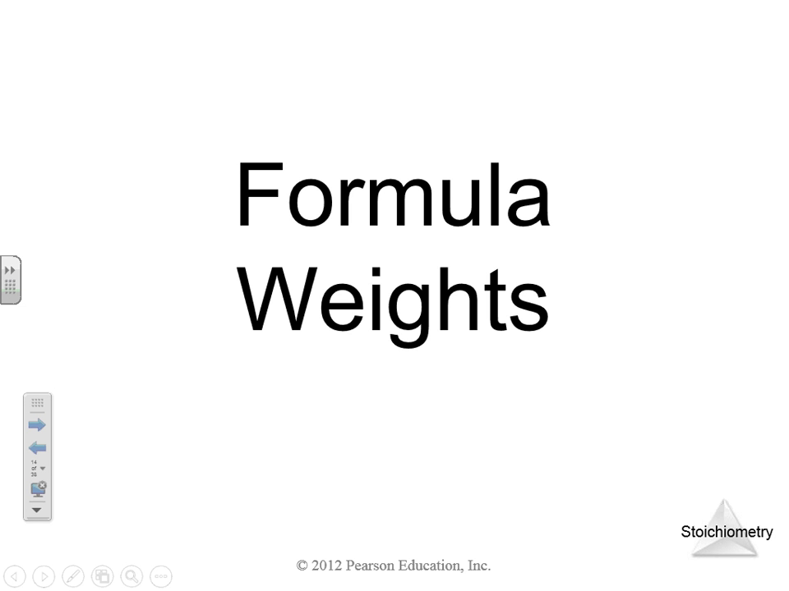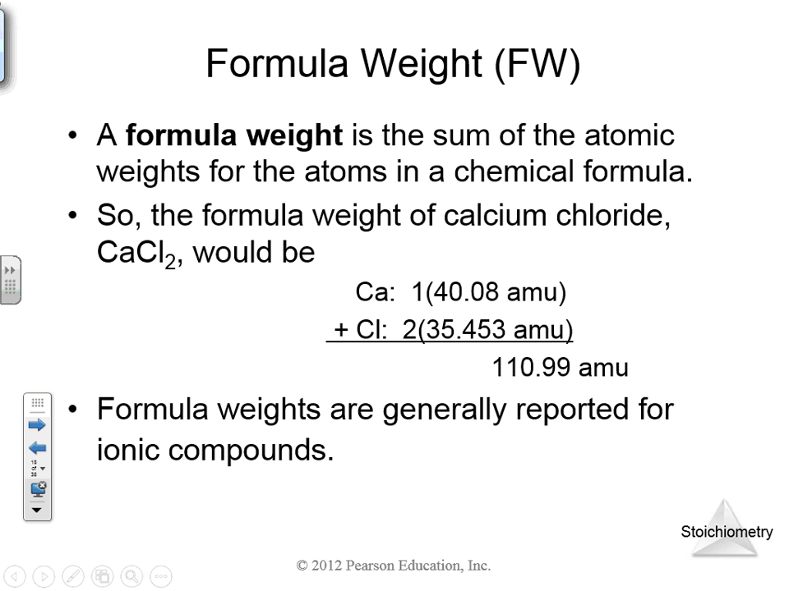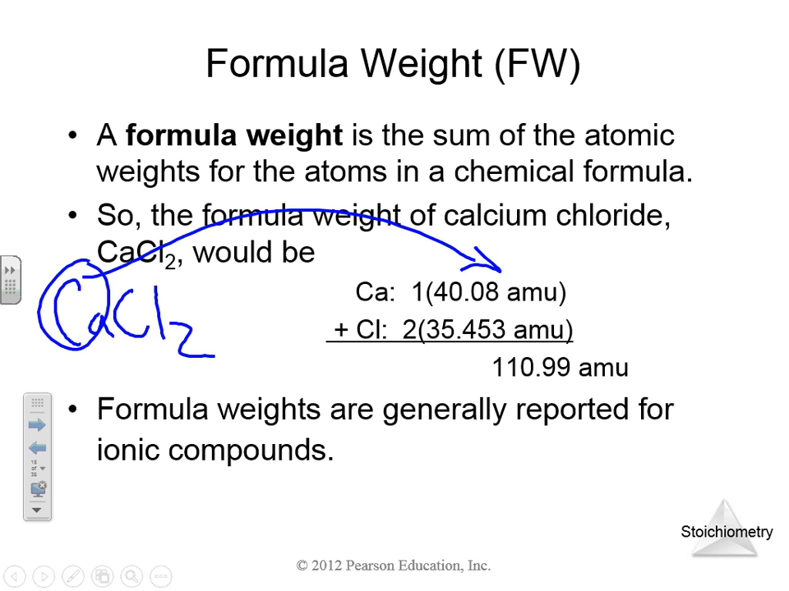Formula weights. What is the formula weight of a compound? All right, if I wanted to ask what is the formula weight of calcium chloride? Calcium chloride is CaCl2. I'm going to take the weight of calcium, which on the periodic table is 40. Multiply it by how many atoms I have. I only have one of them. I'm then going to find the weight of chlorine on the periodic table, which is 35.45. I'm going to multiply that by 2 since calcium chloride has 2 atoms of chlorine in it. I'm going to add those together, and that is my formula weight.